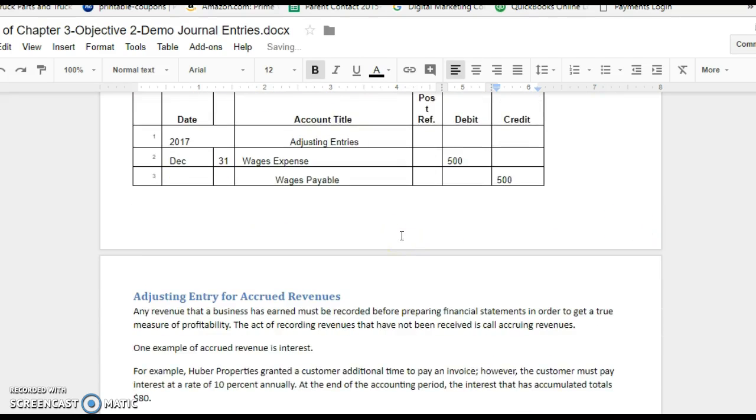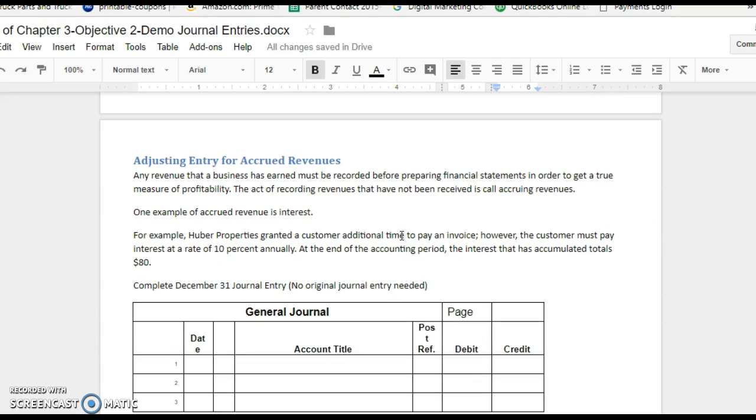And then the other one is accrued revenue. So maybe you're working for a customer and at the end of the month, you haven't billed them out yet. Another example would be interest. If any of your customers owe you interest, that would be something that has accrued. So an example would be Huber Properties granted a customer additional time to pay an invoice.